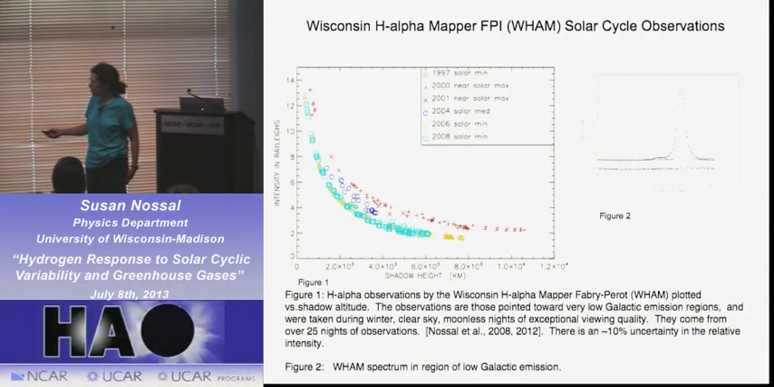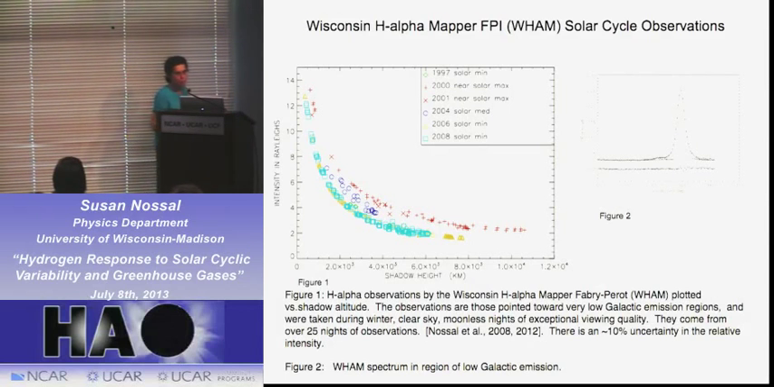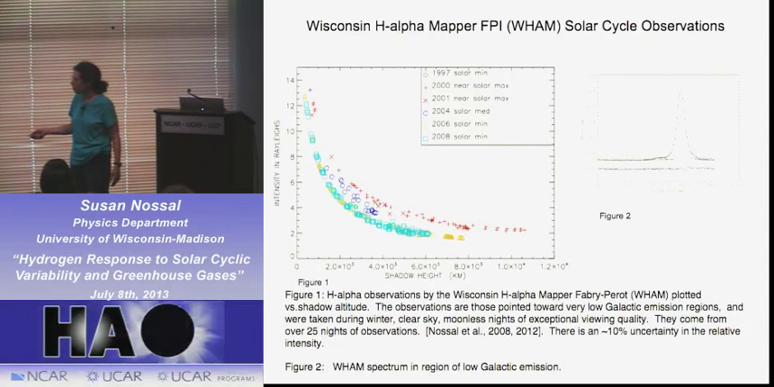And these are only a very small subset of the observations, but these are observations in very low galactic emission regions of the sky, pointed in those regions so that we can try to reduce that source of uncertainty by avoiding the galaxy. They were taken on only the most exceptional nights of viewing quality. They represent about 25 nights of observations, and there's about a 10% uncertainty in comparing observations from one year with another. But the point here is that these figures are a little bit hard to interpret sometimes. These are intensity versus shadow height, and we do see a statistically significant solar cycle variation with higher intensities during solar maximum than during solar minimum periods of time.